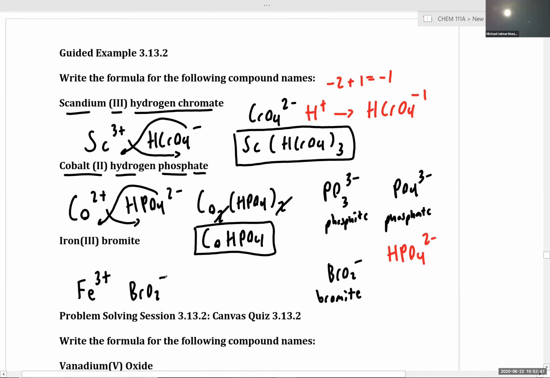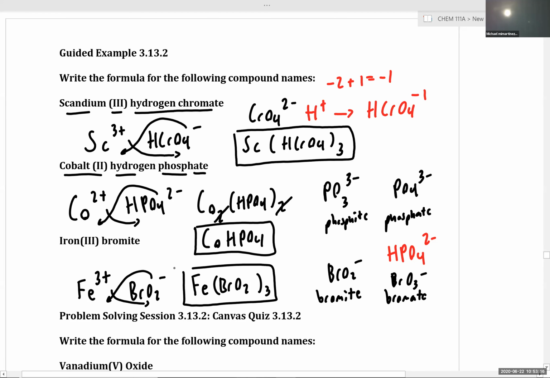So now we write out the formula. Just for your reference, bromate is BrO3 minus. So then bromite has one less oxygen, which is BrO2. Then we cross our charges, and that in turn gives us Fe BrO2 3. There we go. So we've effectively provided the formula for each of these 3 ionic compounds that contain a transition metal. In fact, it's a little bit easier than your main group metal examples.